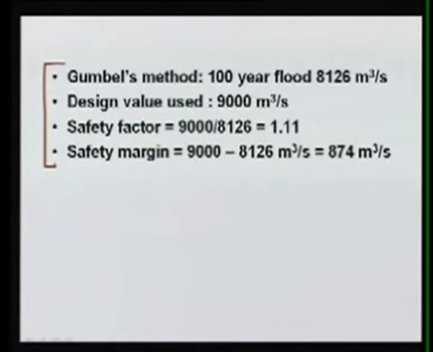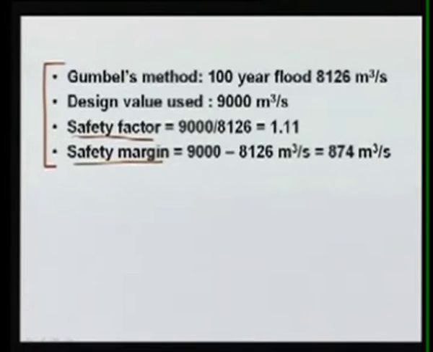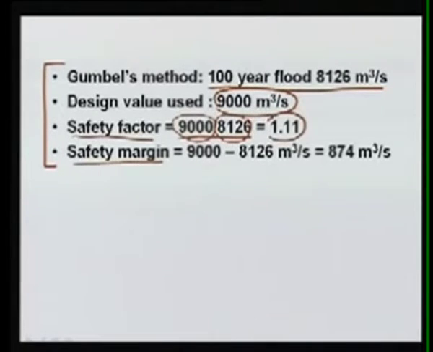So we have seen the risk and reliability. There is another term which is also commonly used to define the safety of a structure: safety factor and safety margin. These are quite straightforward. Suppose we have a 100-year flood of 8126 meter cube per second and the design value which is used is 9000, then the safety factor will be simply the ratio of the used value to the estimated value. So the used value is 9000, the estimated value of the variable is 8126, so we have a safety factor of 1.11, and sometimes we use safety margin, which is the difference of these two, so we have a safety margin of 874 meter cube per second.